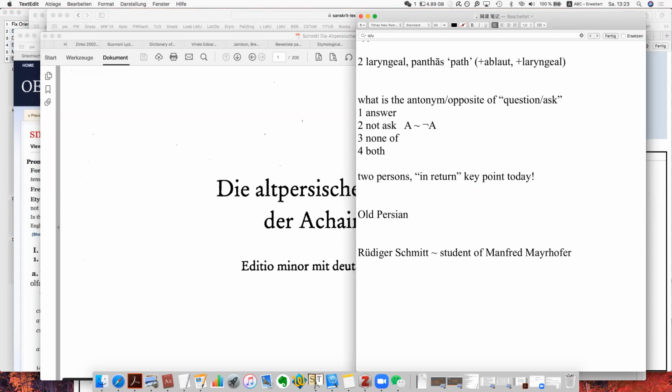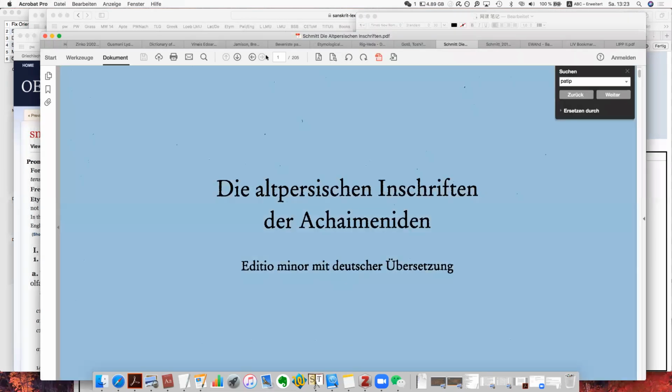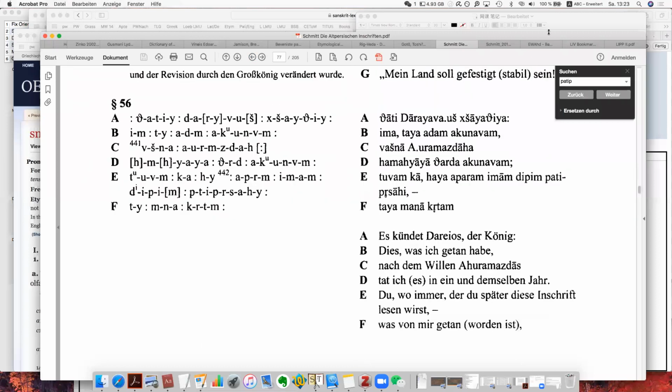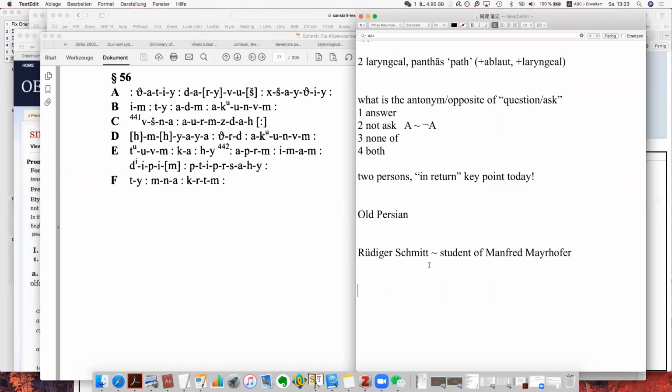Meyerhofer. Okay. So we use this book, and then we find in this Old Persian text, there's such a verse, or such a sentence. So this is actually iman dipi pati-prs, right? So it is actually, I read it here.